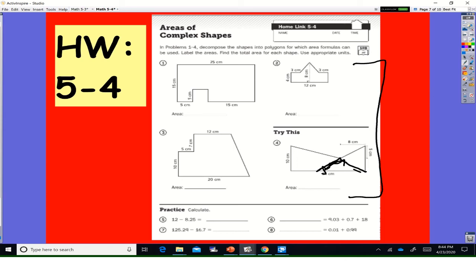Then the next thing that you're gonna do right here is make sure you line up those decimals. When we add and subtract, we line up decimals.